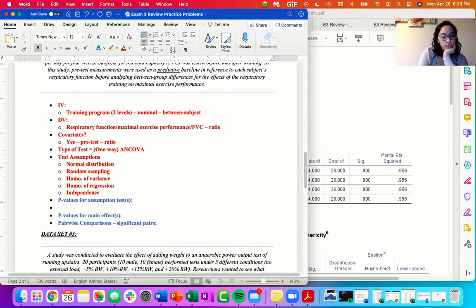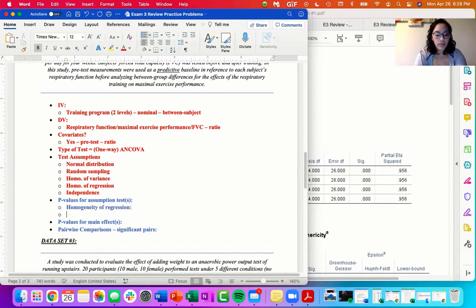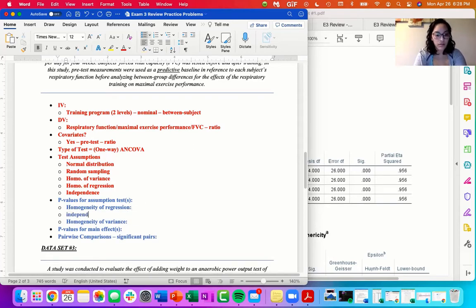you don't have to add them. Okay, so p-values for assumptions tests. We have 3 that we should be reporting, right? So homogeneity of regression, we'll have homogeneity of variance, and we'll also have independence. And actually, I'm going to put that one in between just so the order is nice.